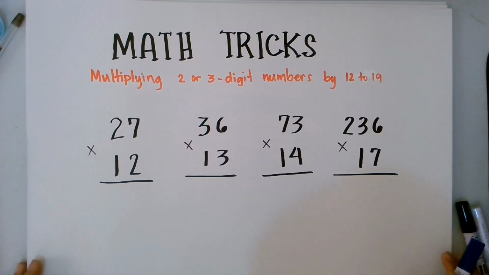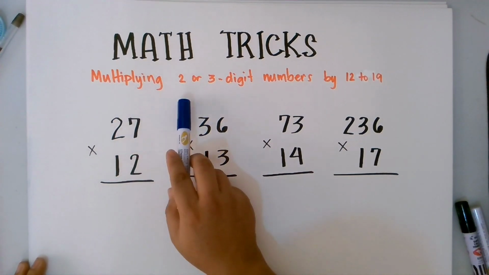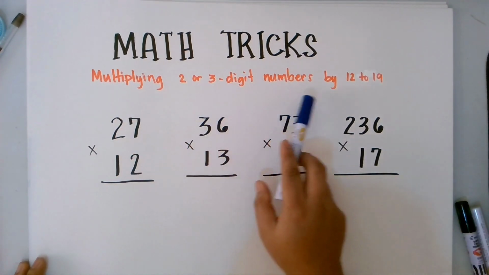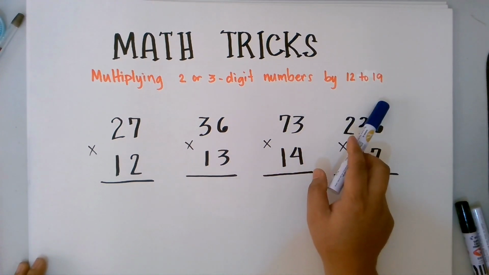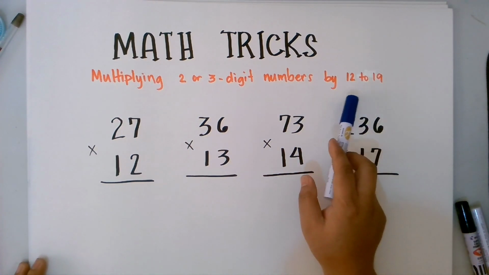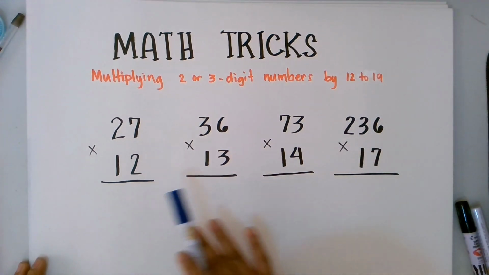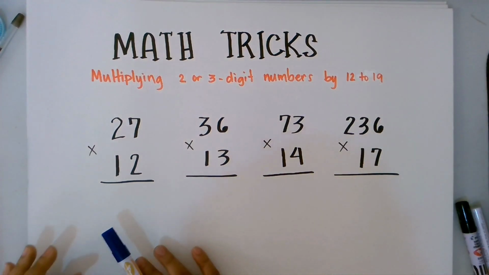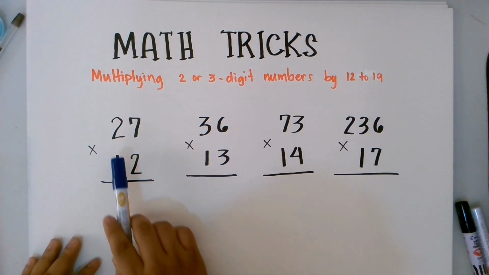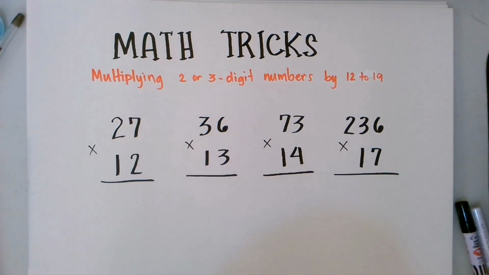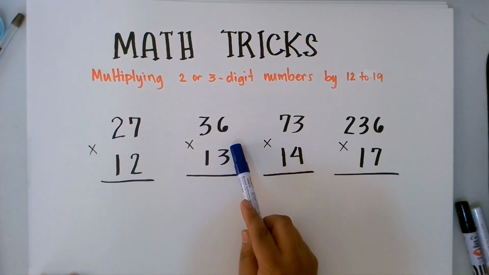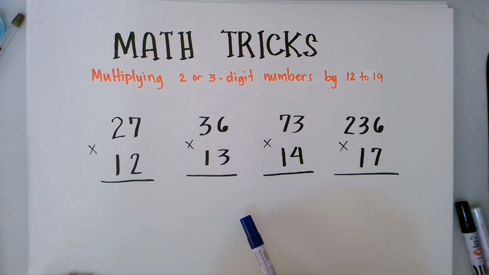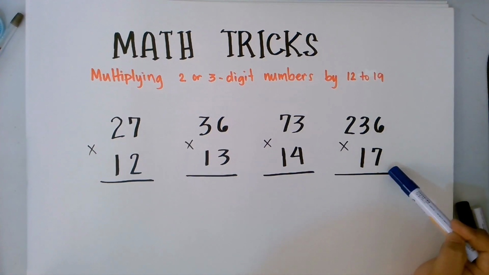Okay, mga kasipnayan, ang ating matrix sa araw na to ay multiplying 2 or 3-digit numbers by 12 to 19. Meaning, pwede nyong gamitin ang tricks na to sa pag-multiply ng any numbers from 12 to 19. Okay, so we have 4 examples here. So, ayan, meron tayong 27 times 12, 36 times 13, and 73 times 14, and 236 times 17.